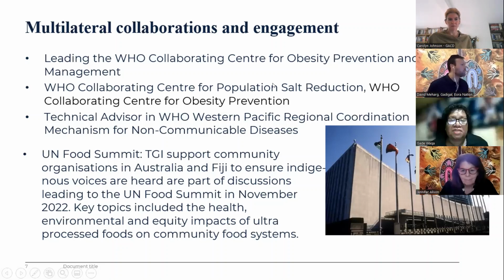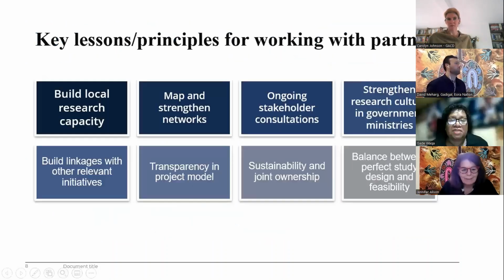So in summary, these are the key lessons or principles for working with partners. Like I said, building local research capacity is important, and we thank the GACD for the funding that helped us do this. Mapping and strengthening networks is important, especially local networks. And working across other sectors, not only government but also civil society.